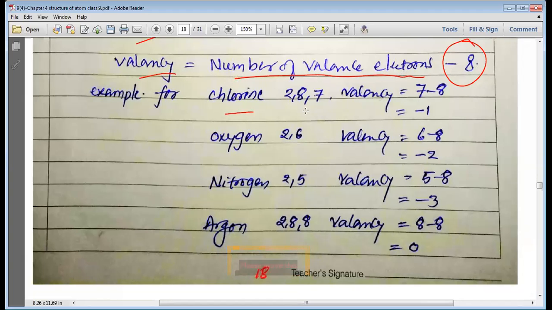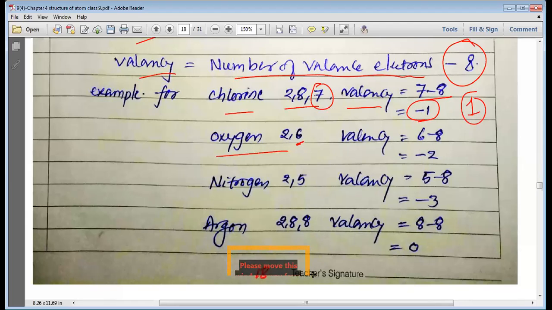For example, in chlorine, if we have the electronic configuration 2, 8, 7, you can see that chlorine has 7 valence electrons, and that is why the valency of chlorine is 7 minus 8, which is minus 1. Please remember, my dear students, the valency is called 1, but this minus sign represents that chlorine will make a negative ion or anion.